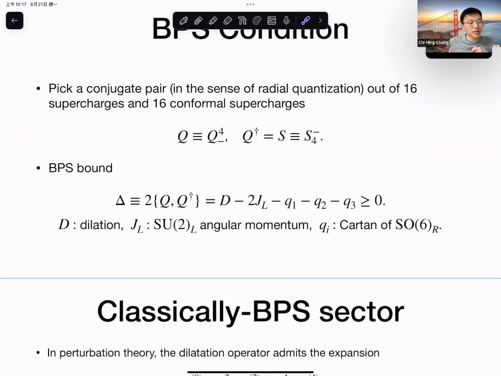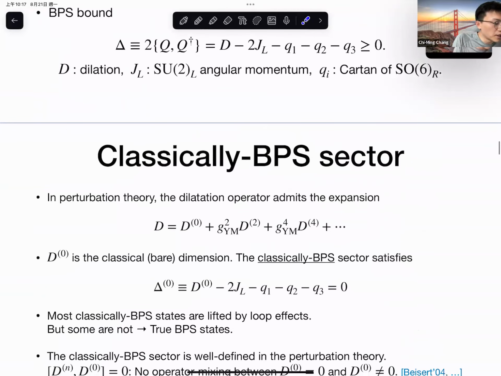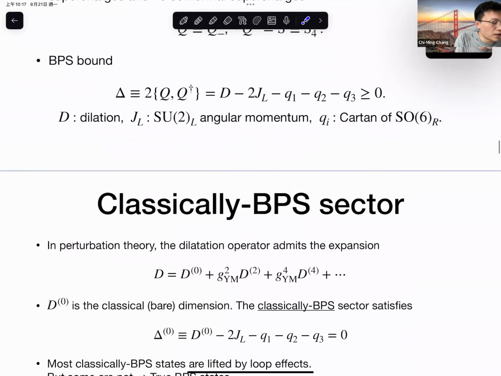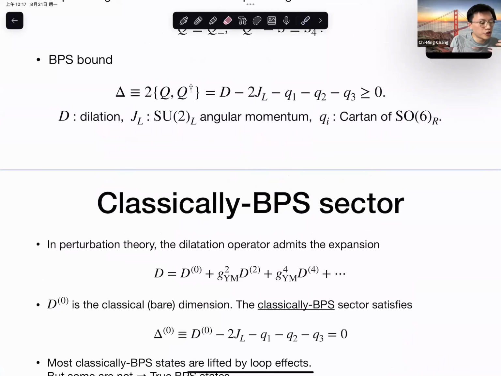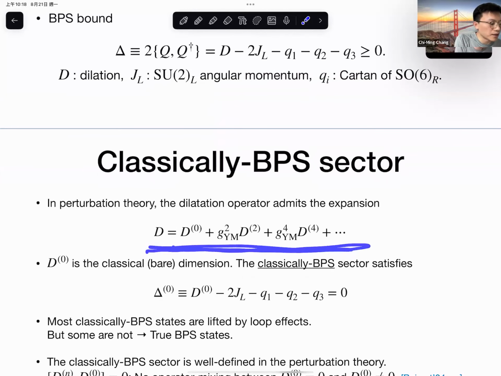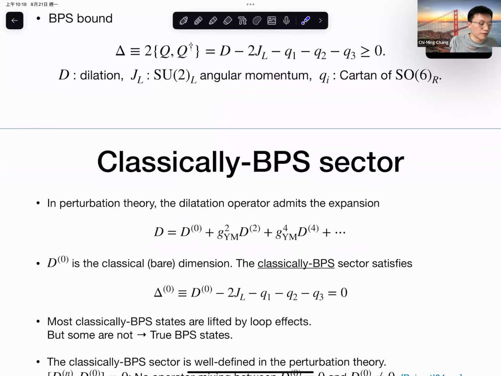But instead of just focusing on BPS operators, we consider what we call the classically BPS operators. Basically, first let's look at the g Yang-Mills dependence of the right-hand side. Since J left and Q1, Q2, Q3 are all quantized, they can only take integer or half integer values. They will not receive any g Yang-Mills correction, so they do not depend on g Yang-Mills. The only g Yang-Mills dependence comes into the dilatation operator D. At weak coupling, we have this expansion: D0 is the bare or classical dimension of the operator, D2 is the one-loop dimension, and D4 is the two-loop anomalous dimension.